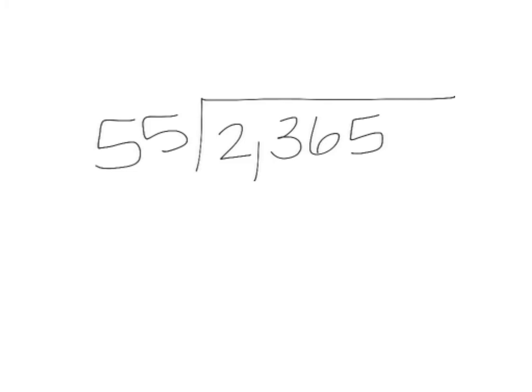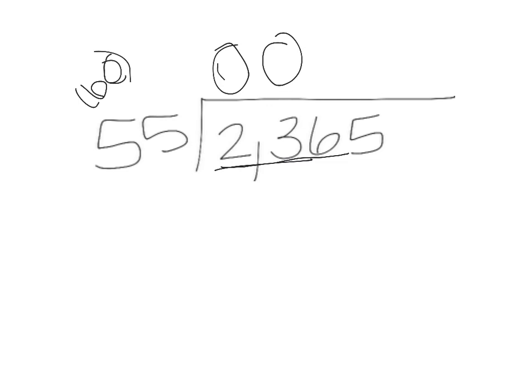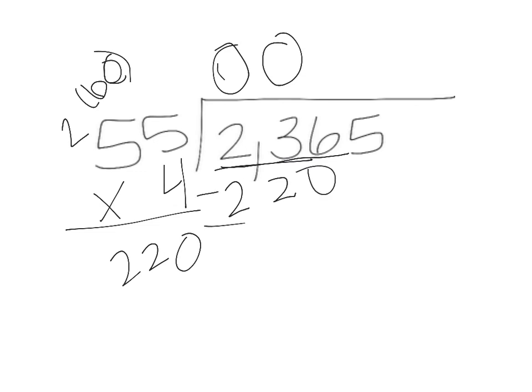2,365 divided by 55. Okay, I know 55 doesn't go into 2, so I put a 0. But I also know 55 doesn't go into 23, so I put a 0. So now I have 55 into 236. Okay, well I'm looking about at 60 here, and I'm looking about at 240. Okay, so I'm thinking maybe 4, so let's try it. 55 times 4, 5 times 4 is 20. Okay, looks like that's about as close as I'm going to get. So I put my 4 up here, and then I subtract, and I get 16.